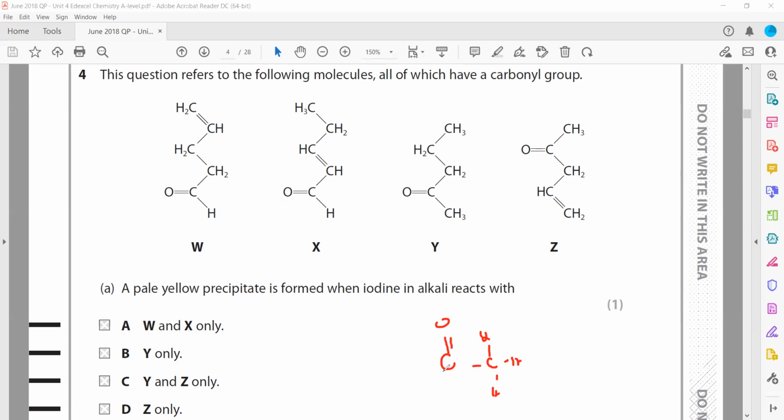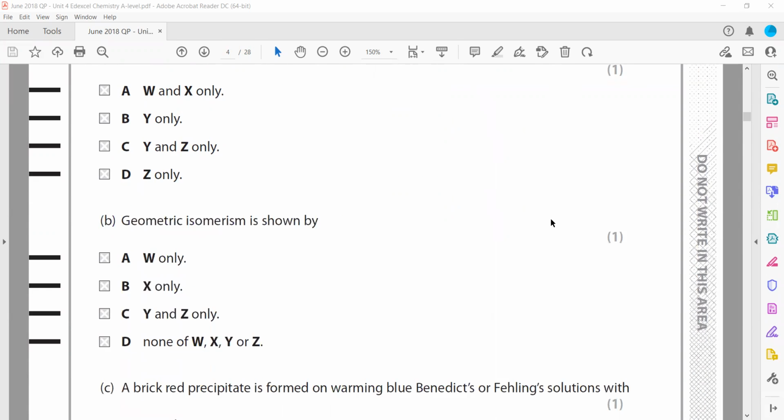Yes, methyl group; no, and this. So Y and Z only are giving the positive result, because the triiodomethane reaction is a test to identify a methyl group next to a carbonyl.